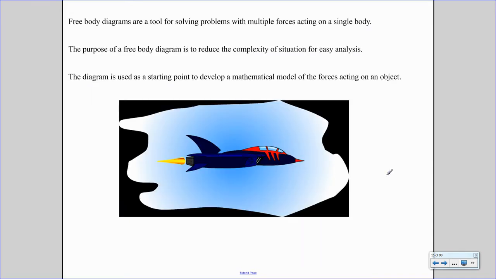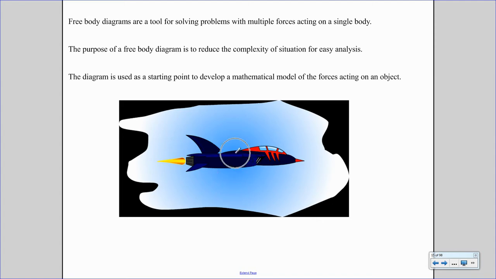Free body diagrams are tools for looking at these different forces. The purpose is to reduce the complexity of the situation so that we can analyze it more easily. The diagram serves as a nice starting point, which is what we want when we do a lot of our physics problems, something to work from. That's what the free body diagram represents.